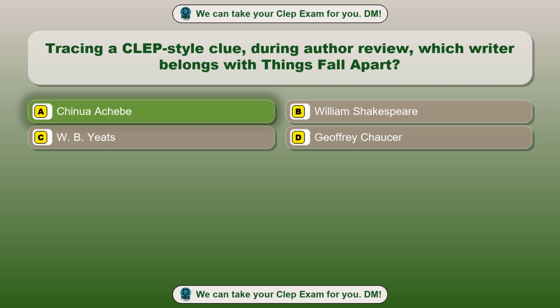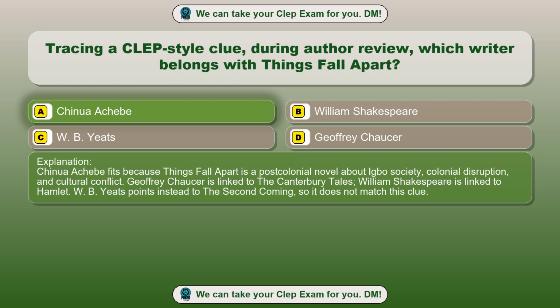Chinua Achebe. Chinua Achebe fits because Things Fall Apart is a post-colonial novel about Igbo society, colonial disruption and cultural conflict. Geoffrey Chaucer is linked to the Canterbury Tales. William Shakespeare is linked to Hamlet. W.B. Yeats points instead to The Second Coming, so it does not match this clue.